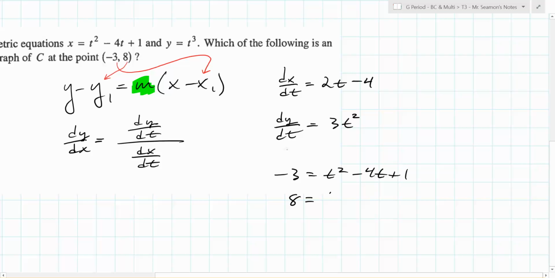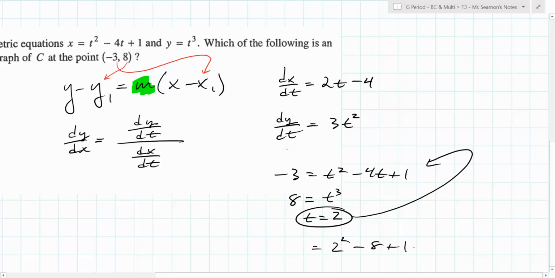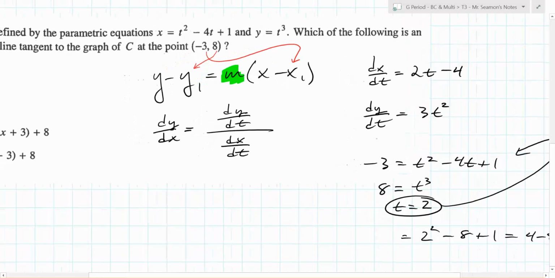So it's going to be 8 equals t cubed. So what does t have to be? 2. But what's the thing you have to check? You should check, and it should work. Does it work in this one? Let's try it here: 2 squared minus 8 plus 1. That's 4 minus 8 plus 1, so that's negative 3. Does that work? It does. Does it always work? No. That's something you sometimes have to check. This time, you kind of assume it does, so time equals 2.